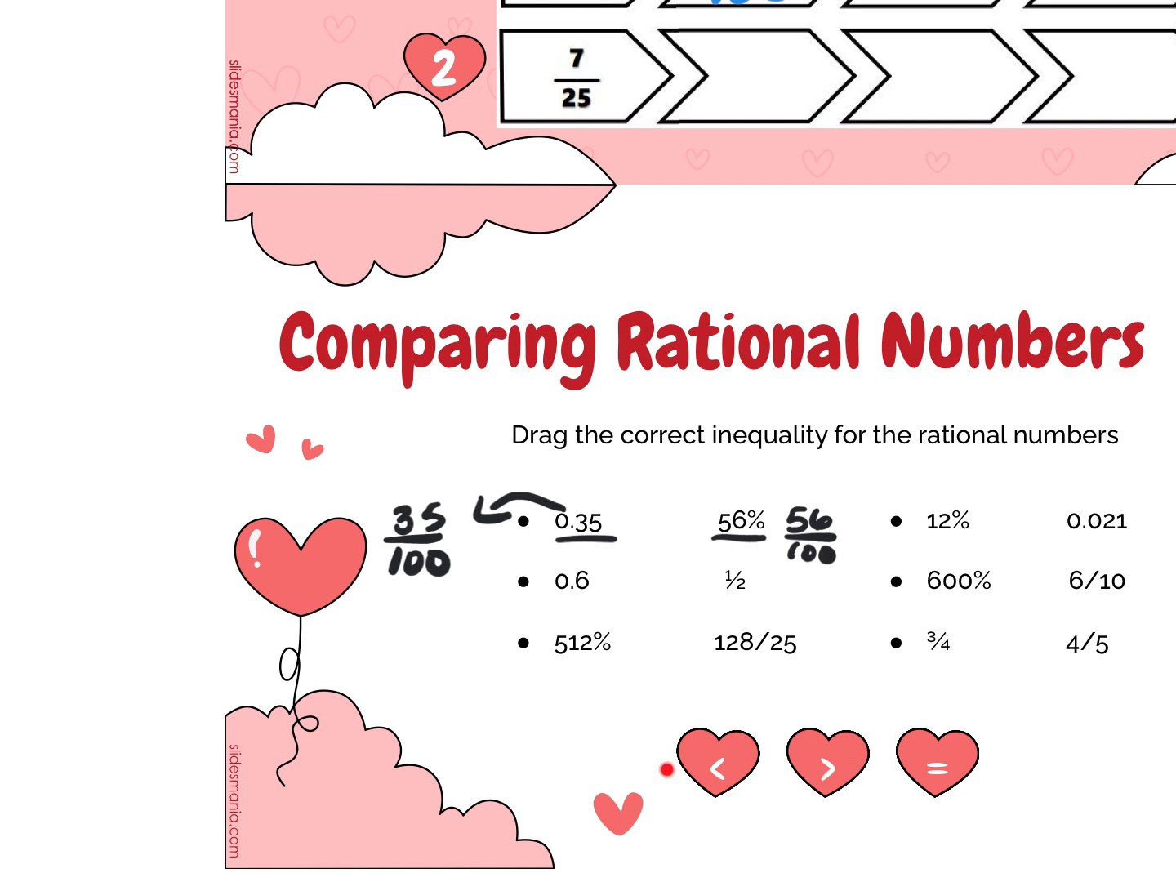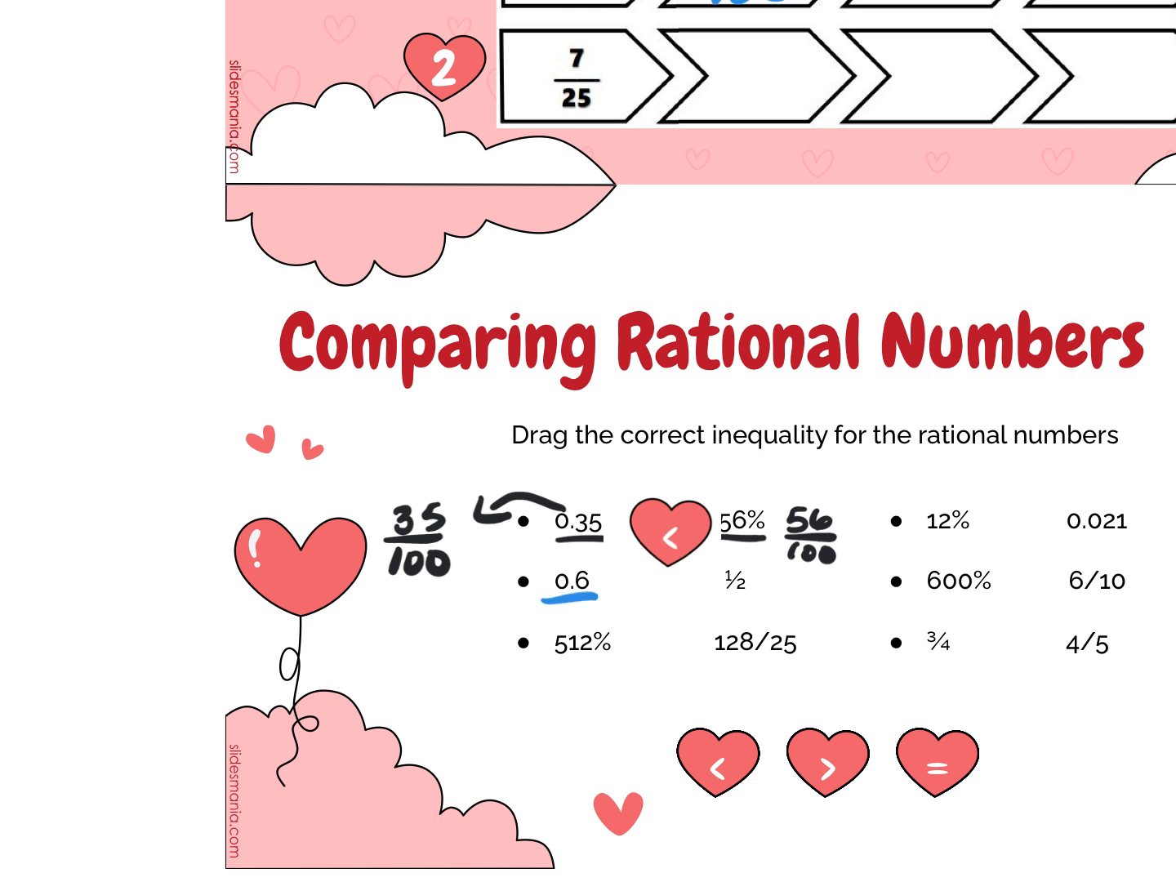I need to use my less than symbol. 35 hundredths is less than 56 hundredths. Remember, we want it to be eating right there. So I'm going to put that symbol between them. You can click and drag it. We'll do one more together and then you'll do the other 4 on your own.